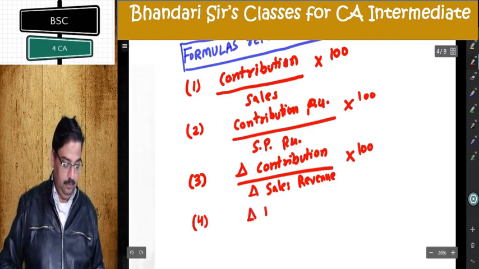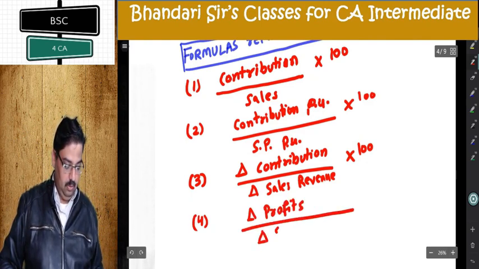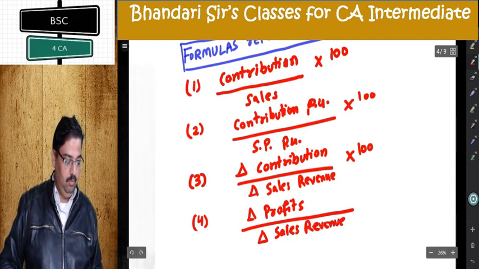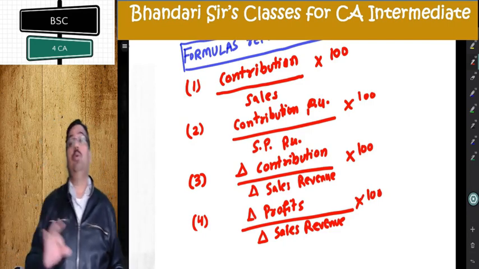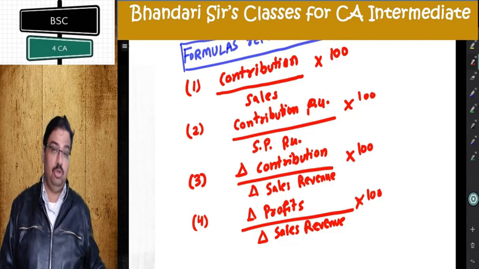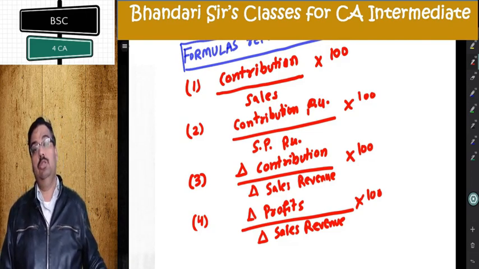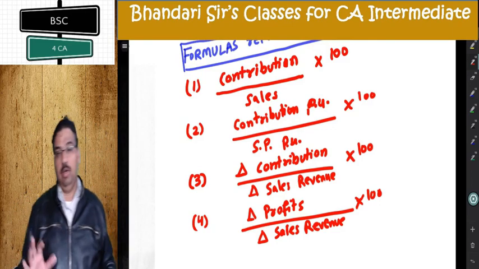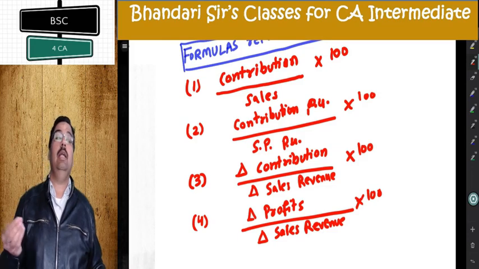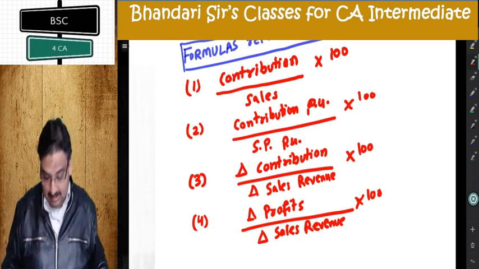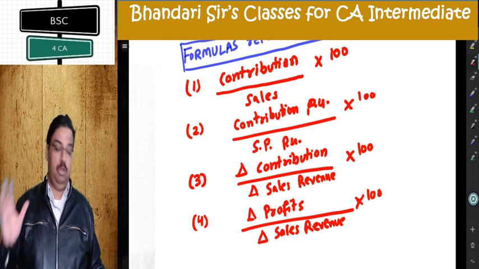Number 4, change in profits divided by change in sales revenue into 100. I told you earlier also, change in contribution is always equal to change in profit. Hence, we can substitute change in contribution with change in profit. Change in profit by change in sales revenue into 100 gives you the same PV ratio. Under all 4 formulas, the PV ratio is going to be exactly the same. These were concepts related to profit volume ratio.